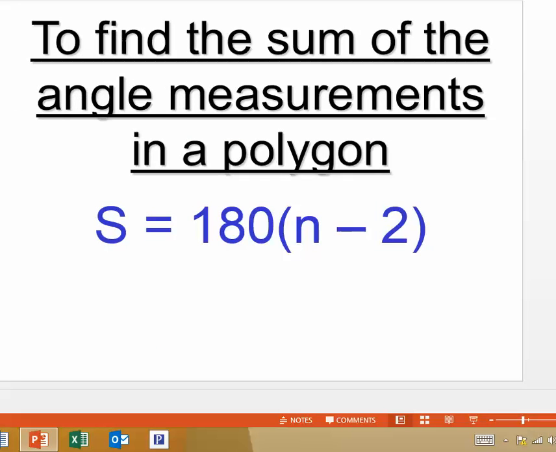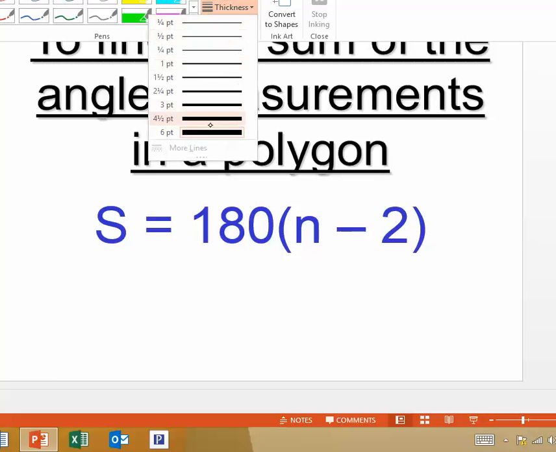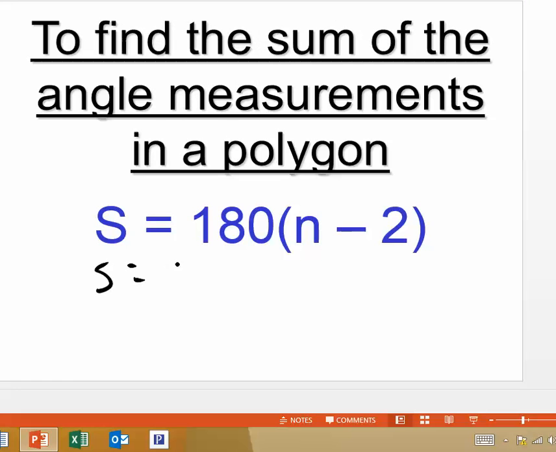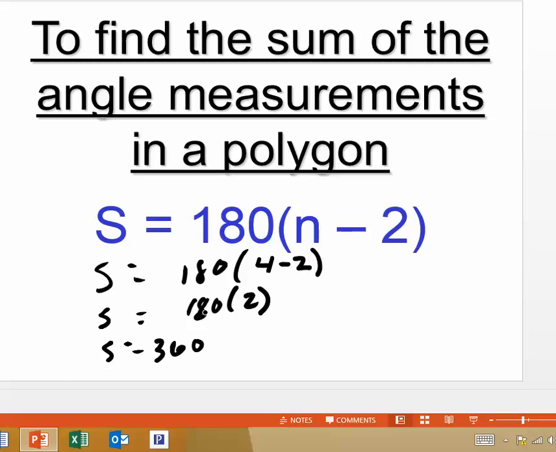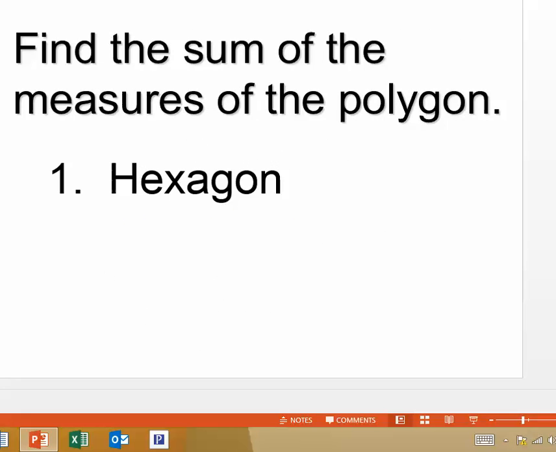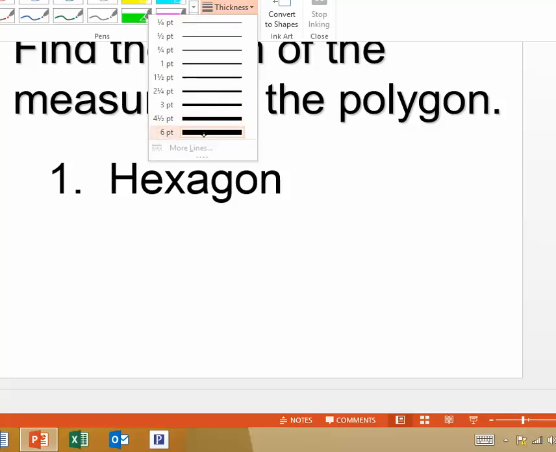Now let's go back to our formula. Sum is equal to 180 times n minus 2. N stands for the number of sides. For a quadrilateral, there are 4 sides, so it's 180 times 2. 2 times 180 is equal to 360, which is what we just showed you. So using that formula, we can use this for a hexagon.